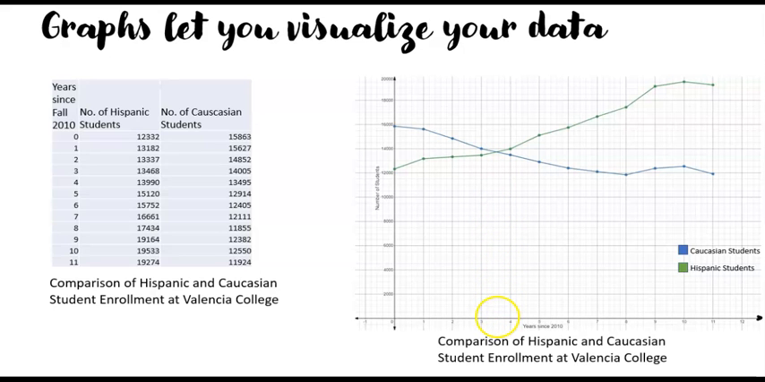Line graphs are effective when you want to show changes and trends over time. They're also useful for comparing lots of data all at once. Bar graphs are handy when you want to compare categorical data.